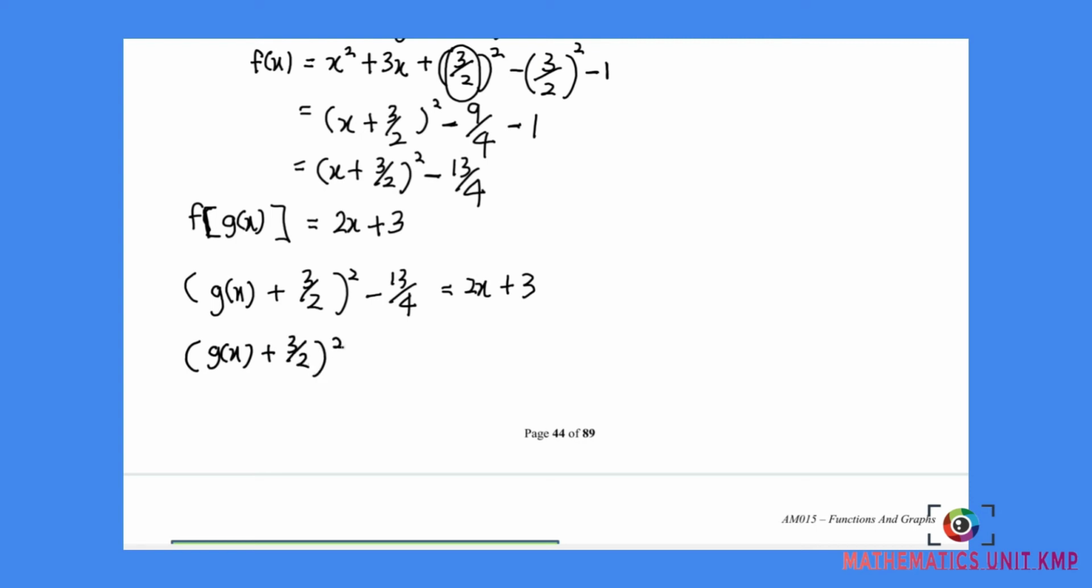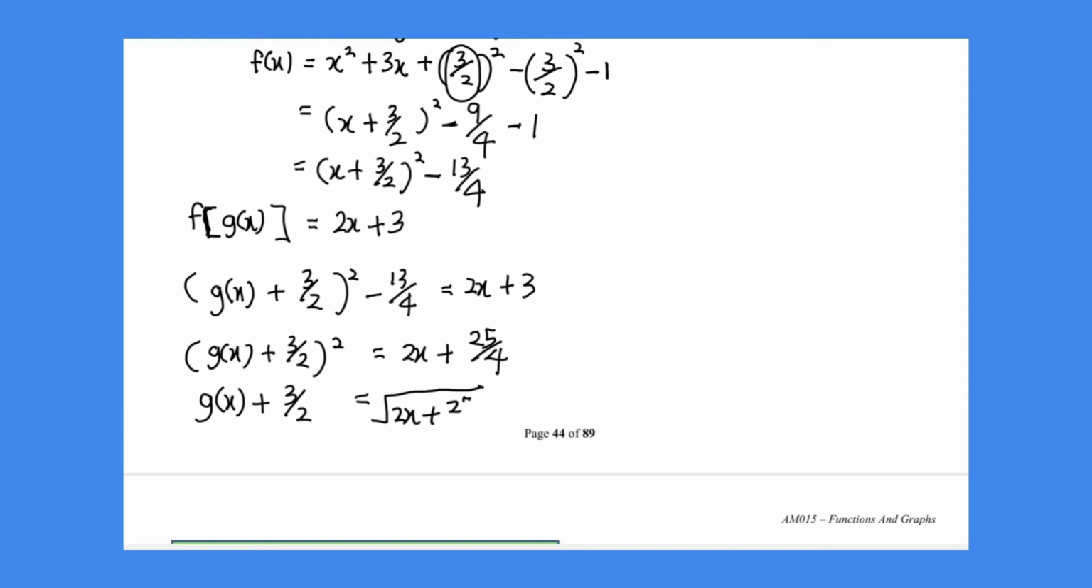Pindahkan dahulu 13 per 4 tu, jadi 2x tambah 25 per 4 sebab 3 tambah 13 per 4. Okay, bila dah pindahkan, baru you boleh, you belajar in chapter 1, square you pindahkan ke kanan, cos the equal punya sign, dia jadi set. Step by step. Faham? So the last step, easy saja. Pindahkan saja negative 3 over 2 itu.